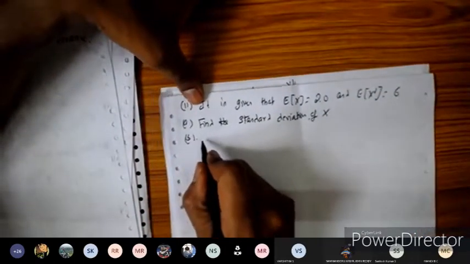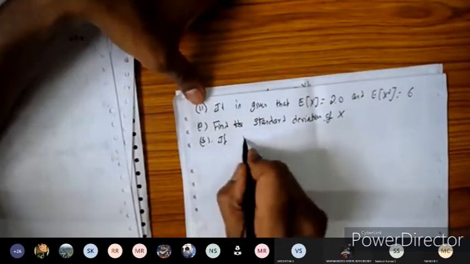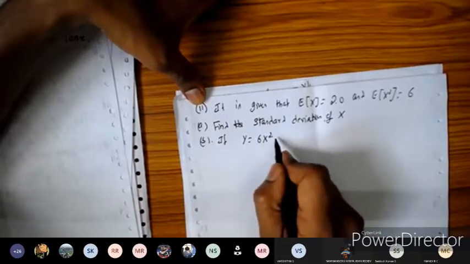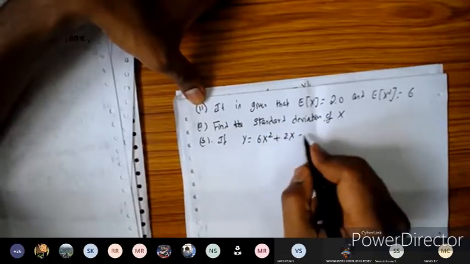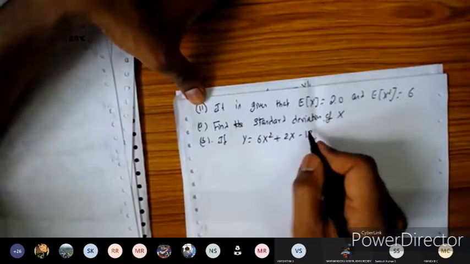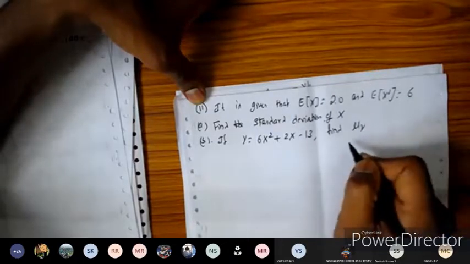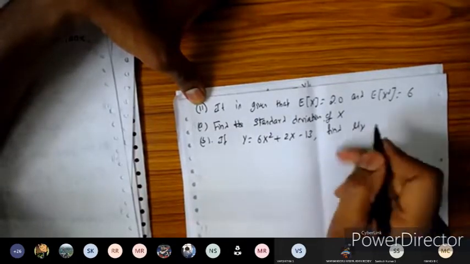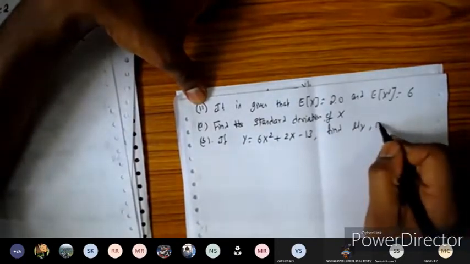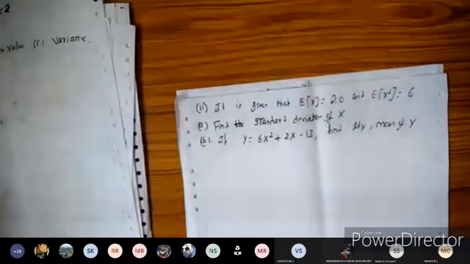Okay, and next one, if y is equal to 6x square plus 2x minus 13, find mean of y. Find y bar, which is nothing but the mean of y.